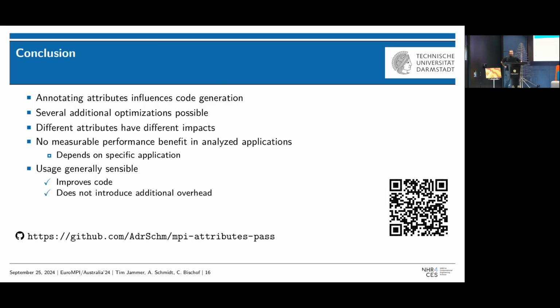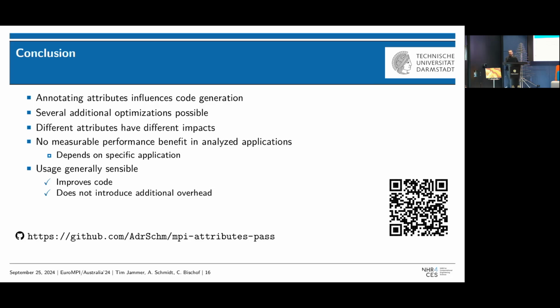But we do think that the usage of those kinds of attributes is generally sensible, because they can only improve the code. There is a reason why the compiler performs this optimization in the first place, and it does not introduce any additional overhead in terms of compiler analysis, because the compiler performs all of those analyses anyway and then figures out whether the optimization is applicable or not.